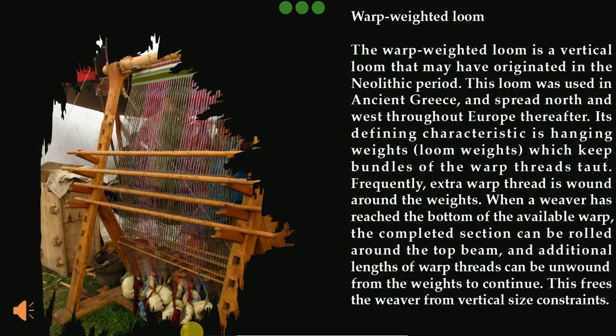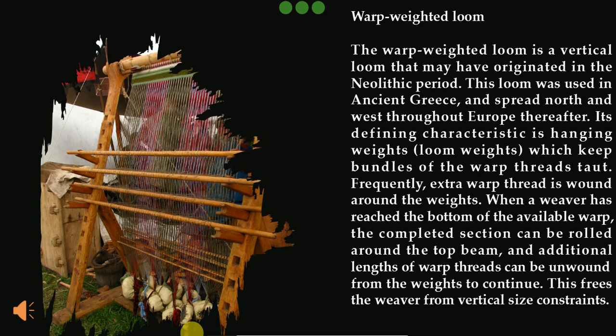Warp-weighted loom. The warp-weighted loom is a vertical loom that may have originated in the Neolithic period. This loom was used in ancient Greece and spread north and west throughout Europe thereafter. Its defining characteristic is hanging weights, loom weights, which keep bundles of the warp threads taut. Frequently, extra warp thread is wound around the weights.